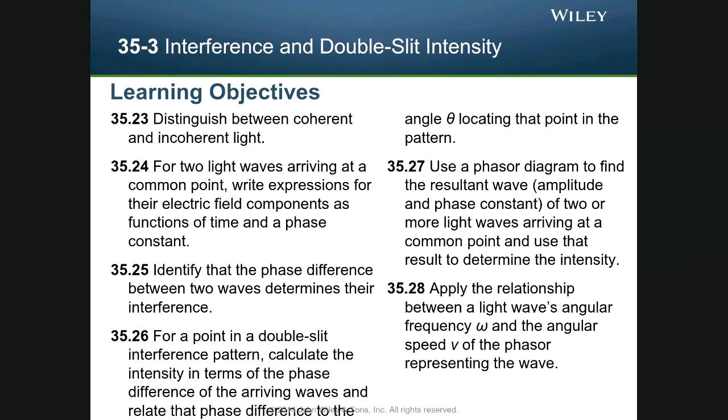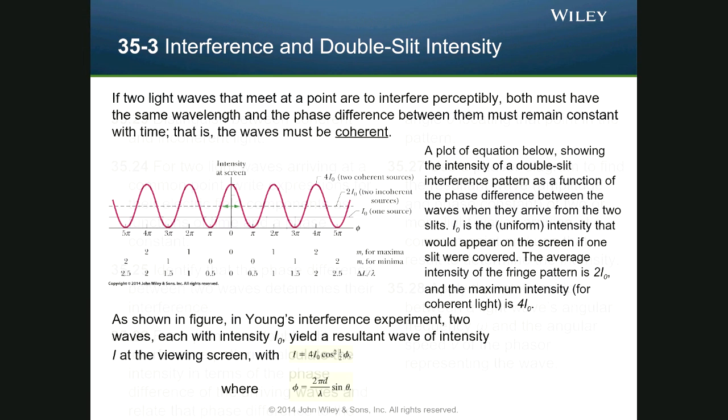So, moving on. We want to talk about interference through a double slit aperture. If the two light waves that meet at a point are to interfere perceptibly, that means if we can see it, both must have the same wavelength, and the same phase difference between them must remain constant with time. That is, the waves must be coherent.